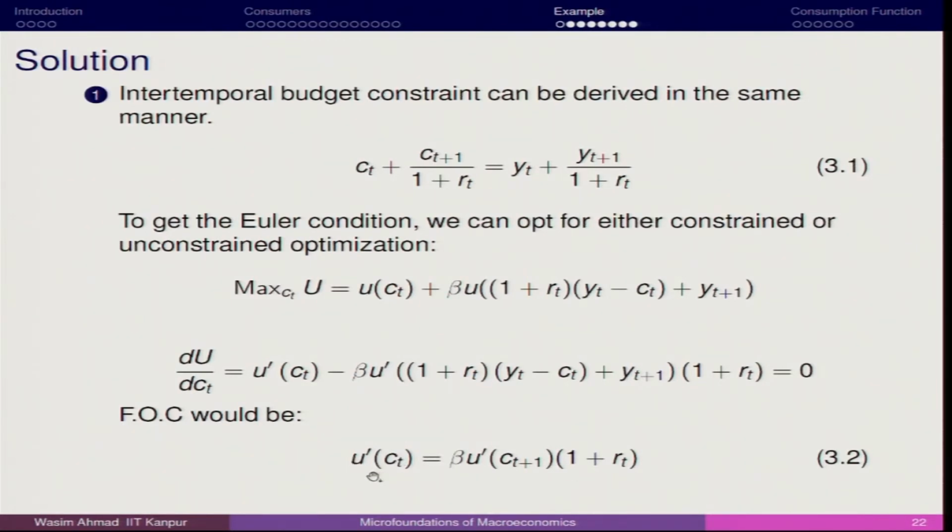So, the Euler condition is what? Here you have the marginal utility of current consumption equal to the marginal utility of future consumption multiplied by beta times (1 + R). So, this is how we get it.